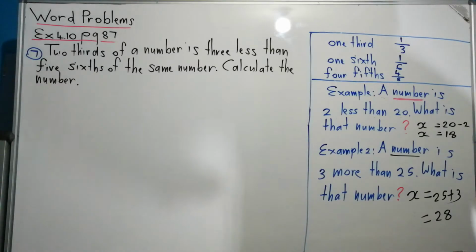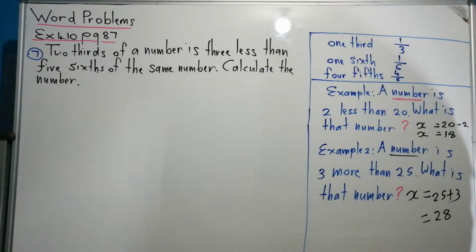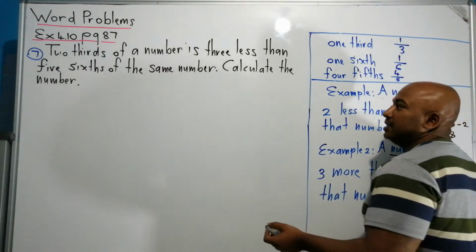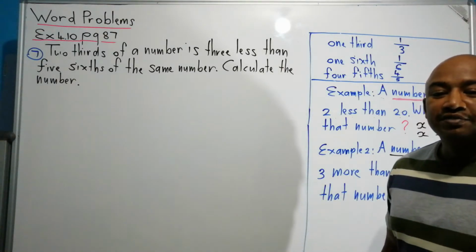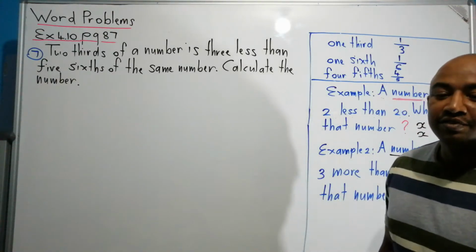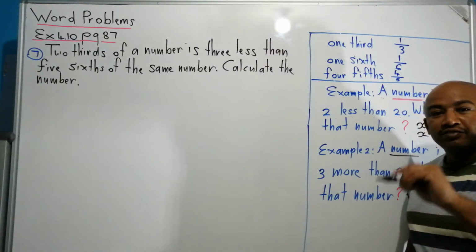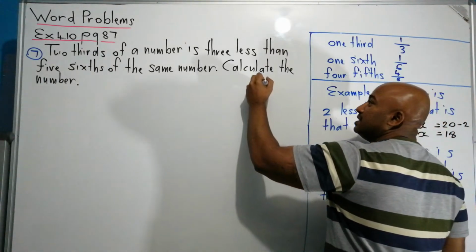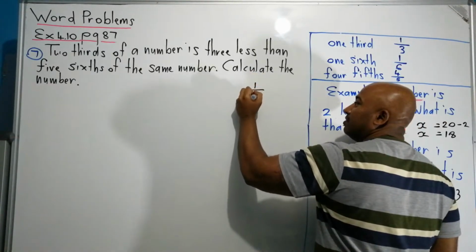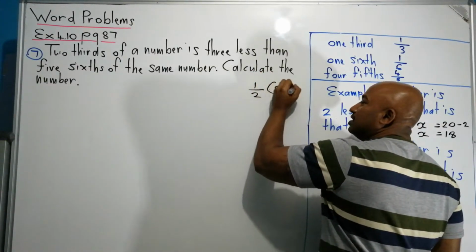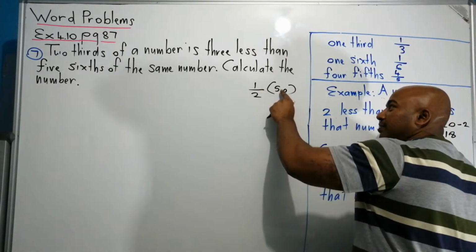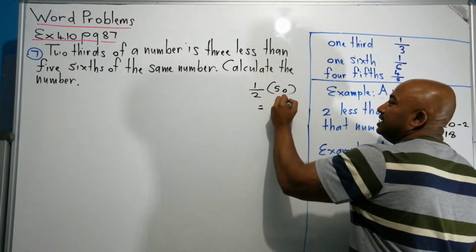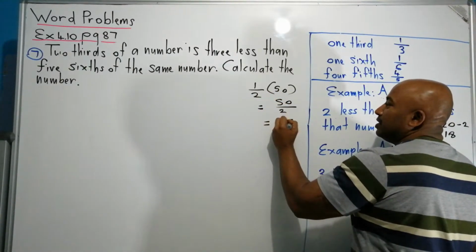If I ask you what is 1/3 of a number, let's take a simple thing that you can work out in your mind. If I ask you what is half of 50, how will you write that down? Straight away you know the answer. Half of 50 is 25. But how do you represent it mathematically? You write it down: half of 50. The "of" actually means multiply. So half of 50 will equal 50 divided by 2, which is 25.